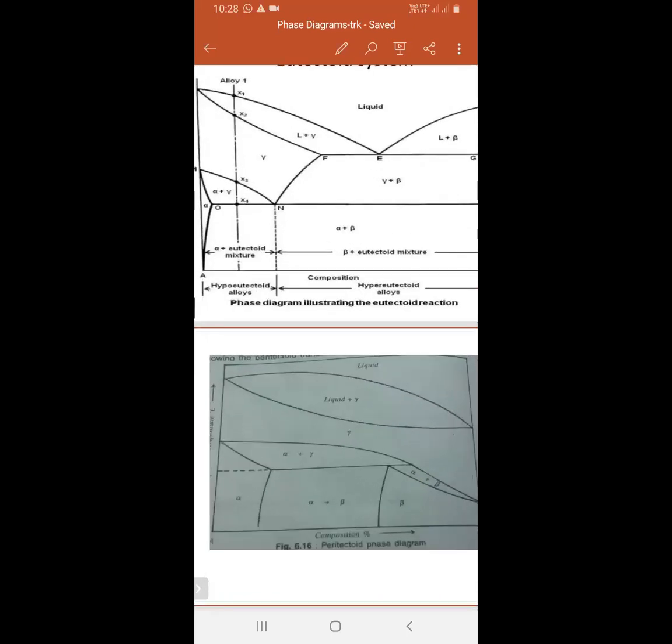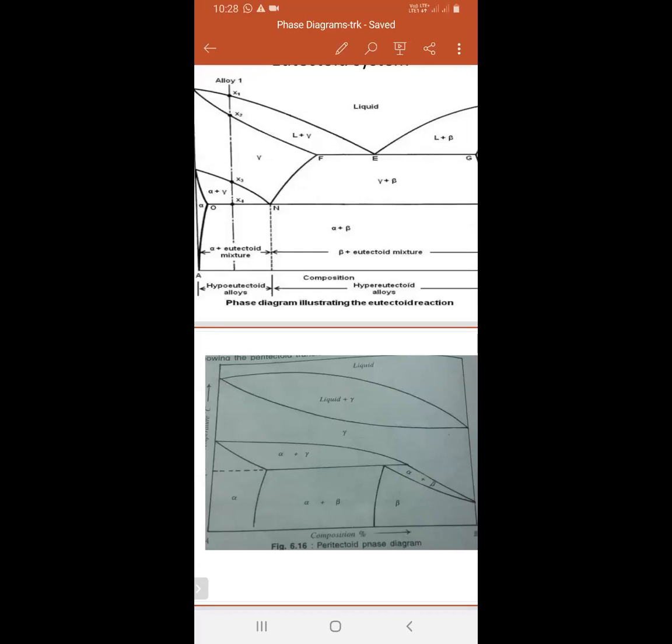Peritectoid. Yes, the peritectoid phase system. Here, can you tell me the two solids? What is the one solid? Very good, very good. Can you show me where the transformation is done? Here in alpha, this solid. See, you understand? Two new solids, two must be different. These two give one new solid. Tell me. Alpha plus gamma gives beta, sir.